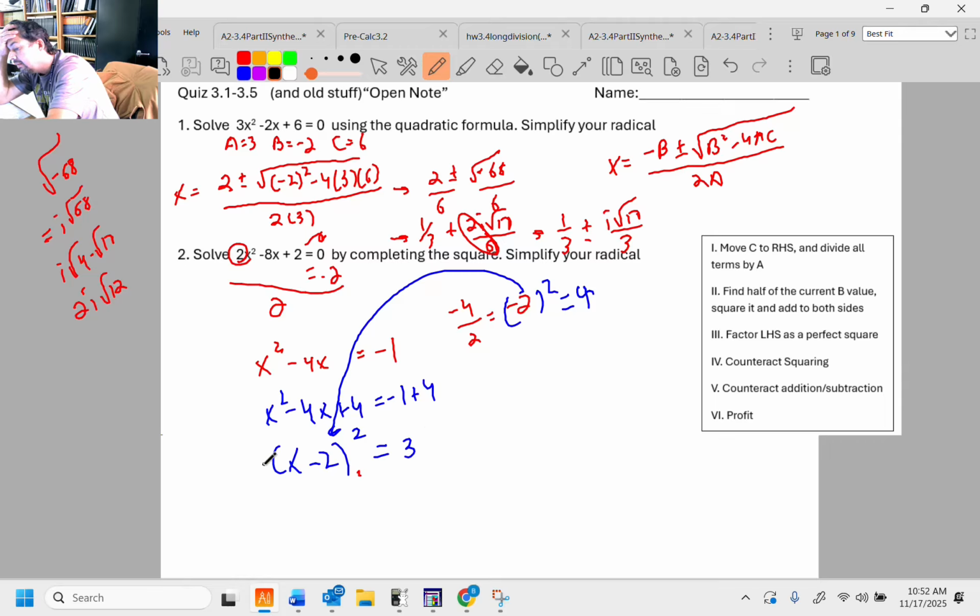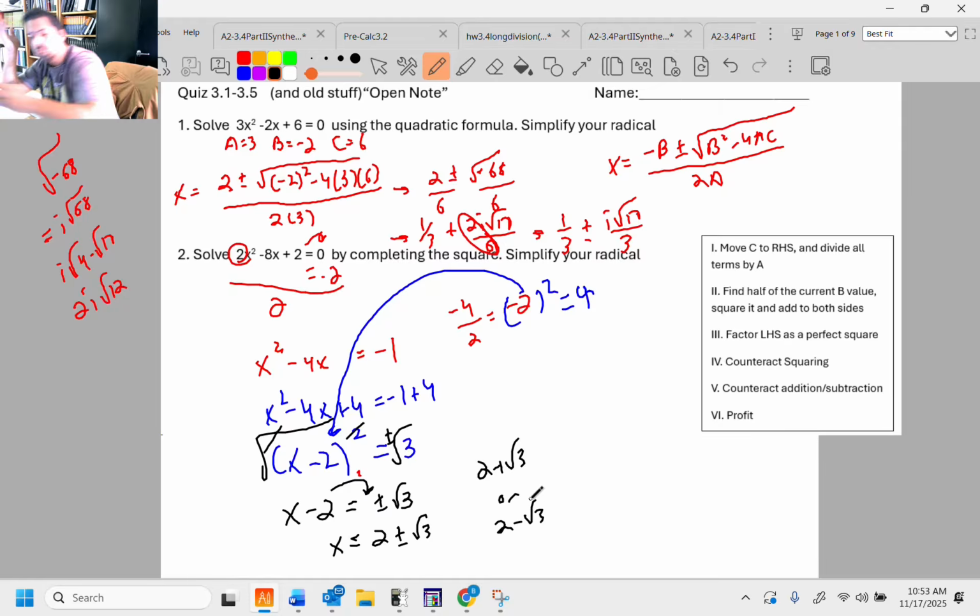The opposite of squaring has always been square rooting. Don't forget your plus or minus symbol. A square root cancels out a square. X minus 2 is plus or minus the root of 3. Symbol shifts. X is 2 plus or minus the root of 3, which you can write as 2 plus root 3 or 2 minus root 3. It's up to you, but it's super easy. Just follow the instruction set, kids.